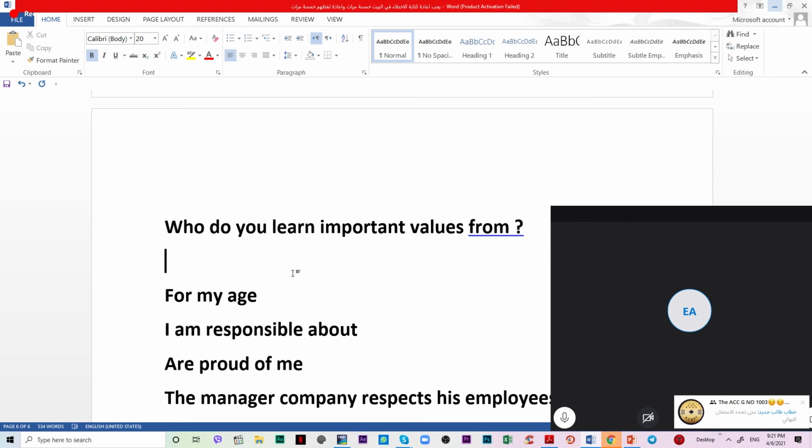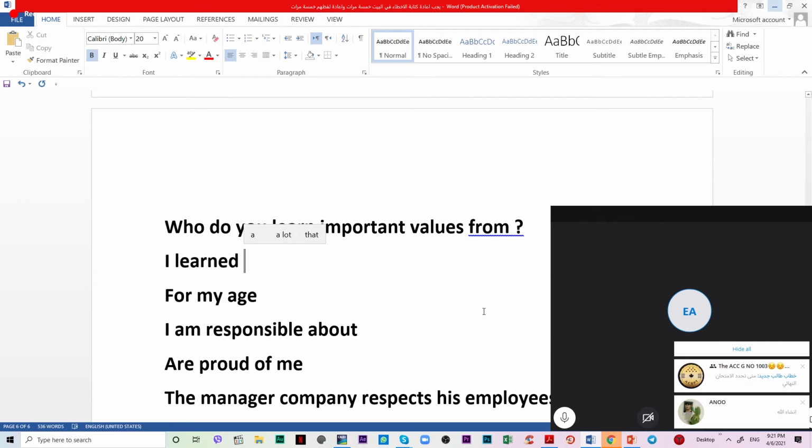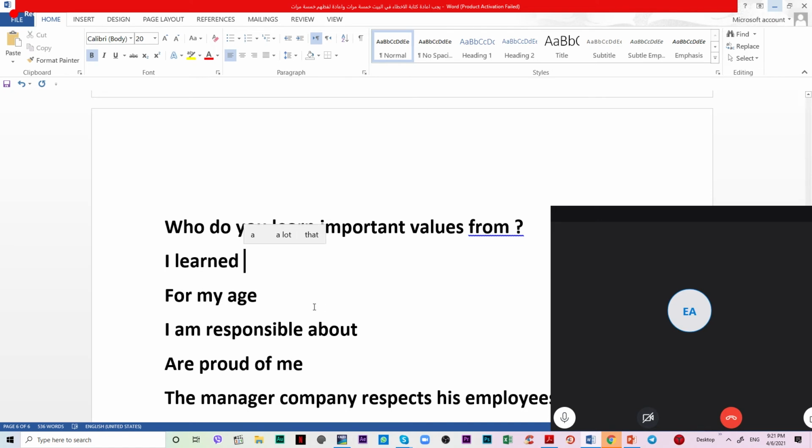Okay, once again. I learned from my father. When we say I learned, we can use it with ed and t; both of them are correct. I learned what? I learned respect. Repeat the sentence: I learned from my father to take responsibility.